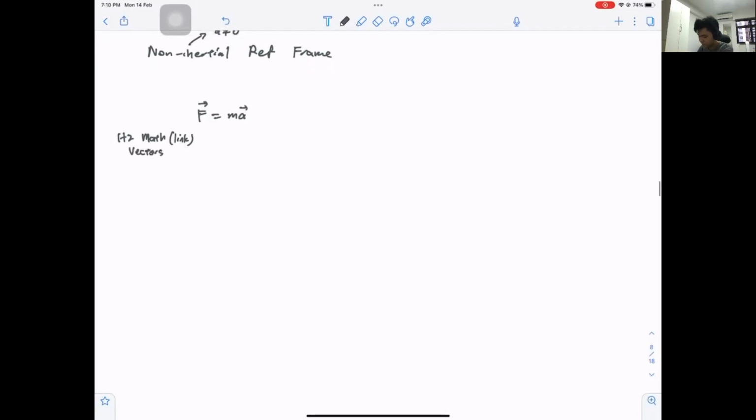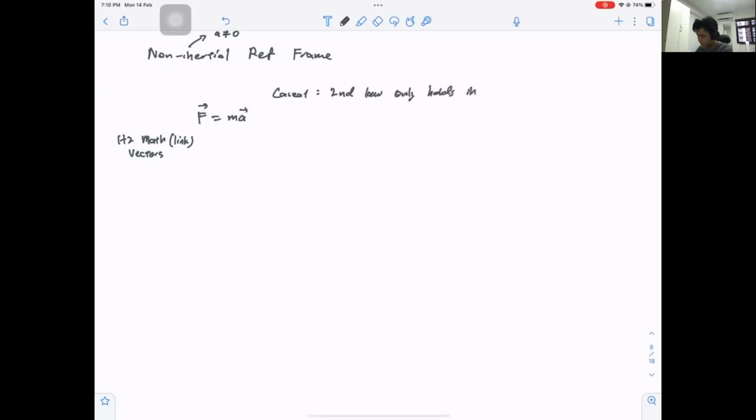For vectors, F equals ma is a vector equation, but the caveat is that this law, Newton's second law, only holds in an inertial reference frame, which I'll denote RF from now on. So what is an inertial reference frame? It is one where the acceleration of the reference frame is zero, and that means the velocity is constant. Remember, acceleration is a vector, velocity is a vector as well, so the velocity is a constant vector, with constant direction and magnitude.